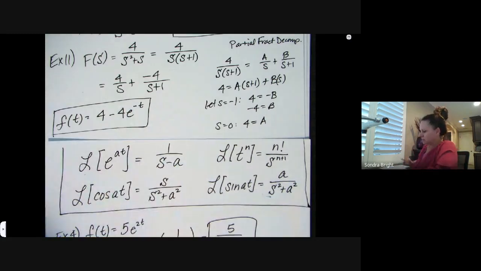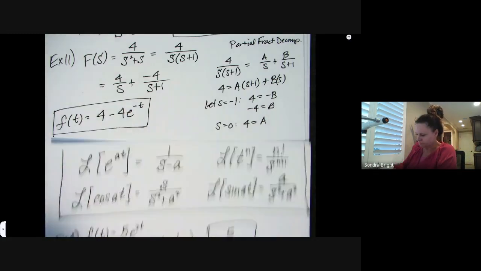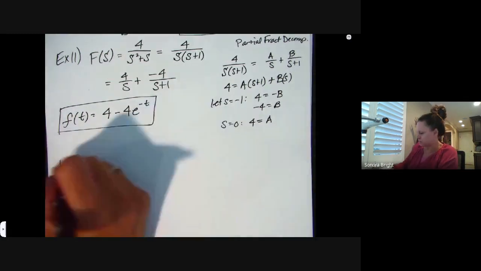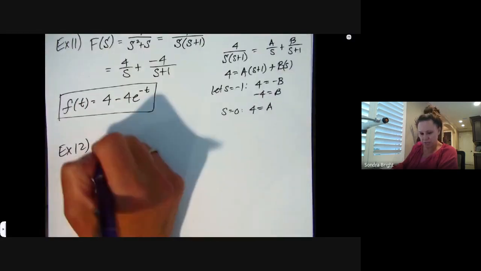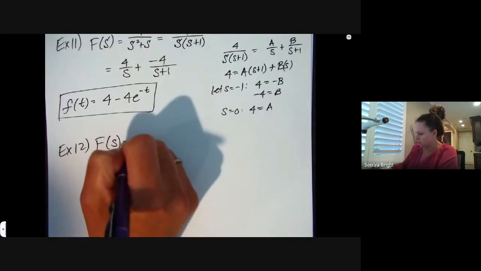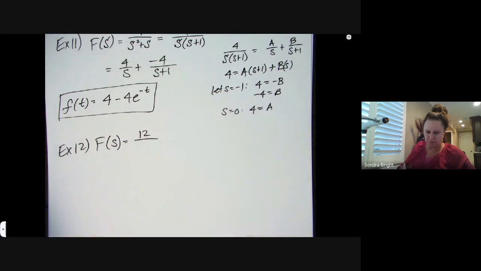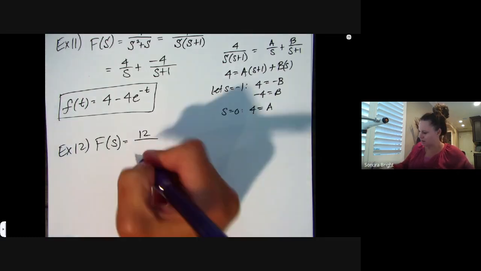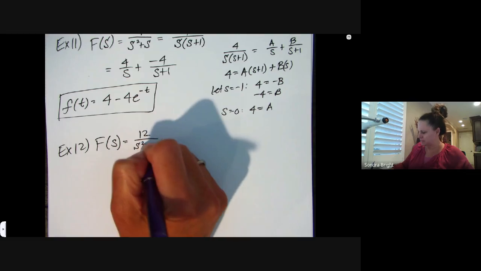How about another one? Geez Louise, there's a lot of examples this time. What if the Laplace transform is 12 over s squared plus s minus 2?